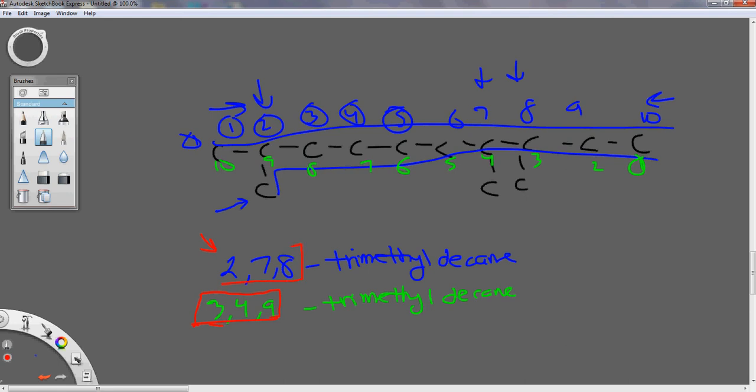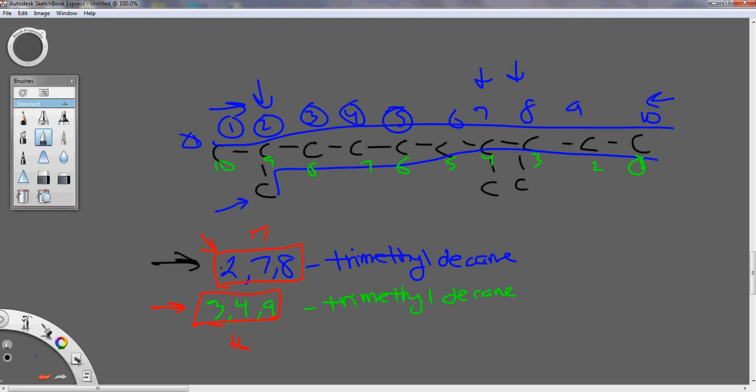Here we have their sums: 9, 17, 7, 16. So wouldn't it make more sense to use this second name, because overall the branches have smaller numbers assigned to them? Well, we don't always do what just makes sense. We do conventions. So yes, actually this is more important.